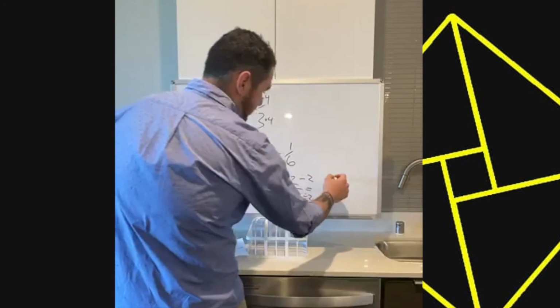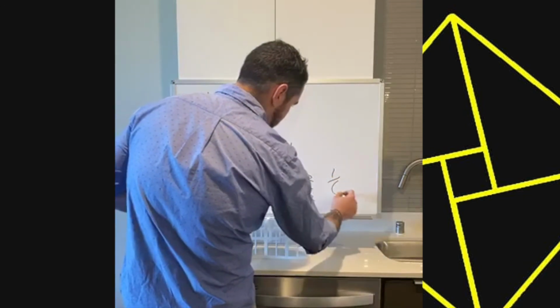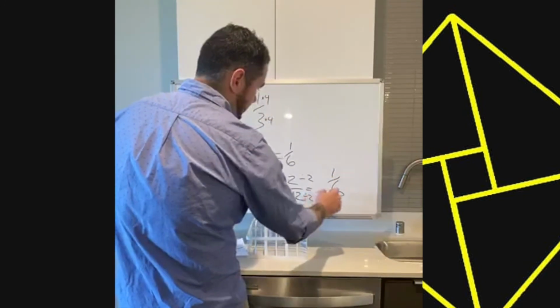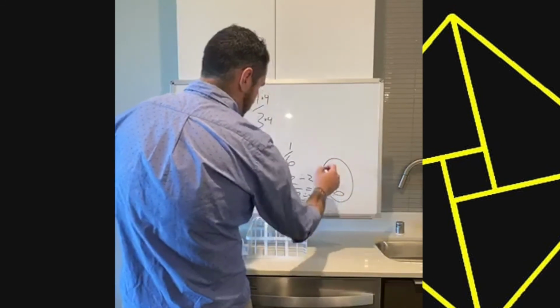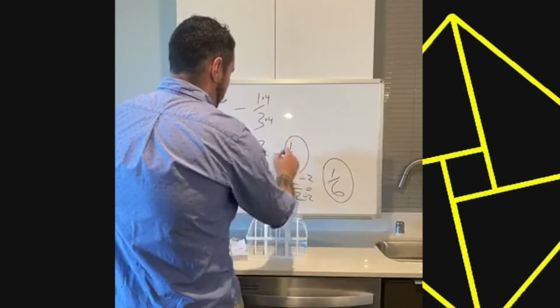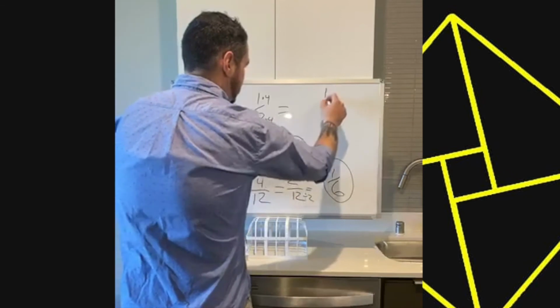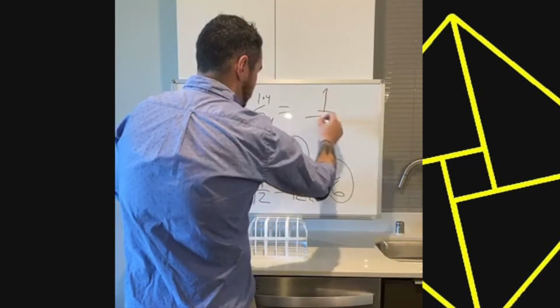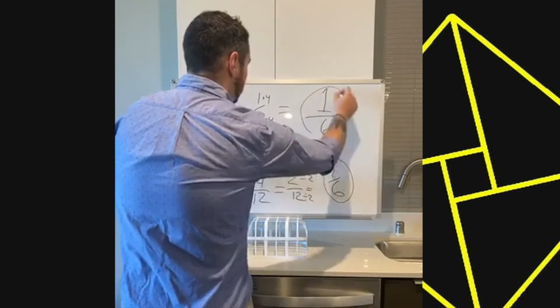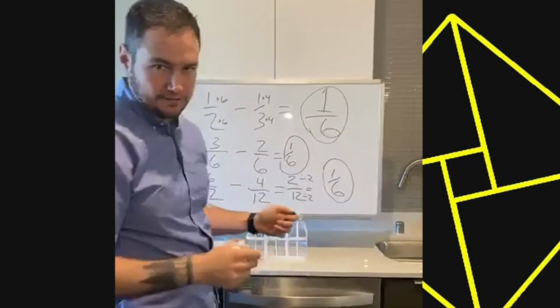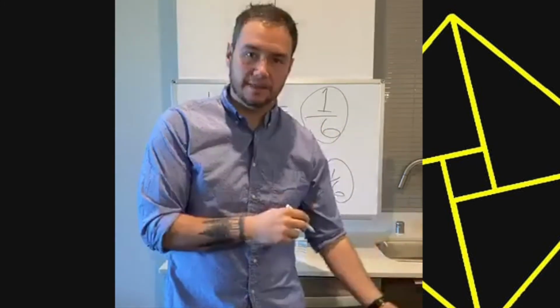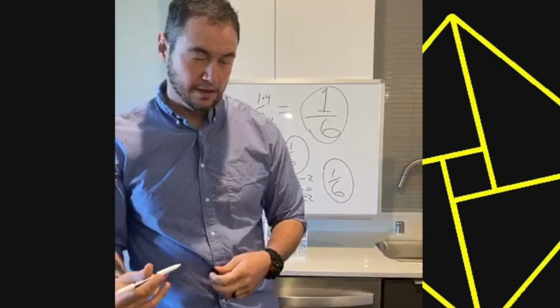And 2 divided by 2 is 1. And 12 divided by 2 is 6. Cool? So the answer overall is going to be 1/6. Alright? That's what happens if you subtract them. So now we know what happens if you add them or subtract them.